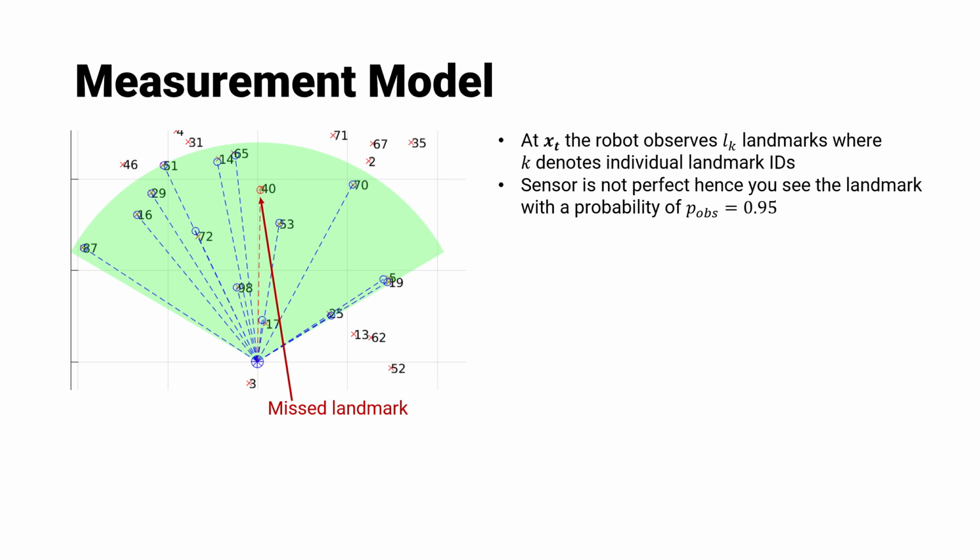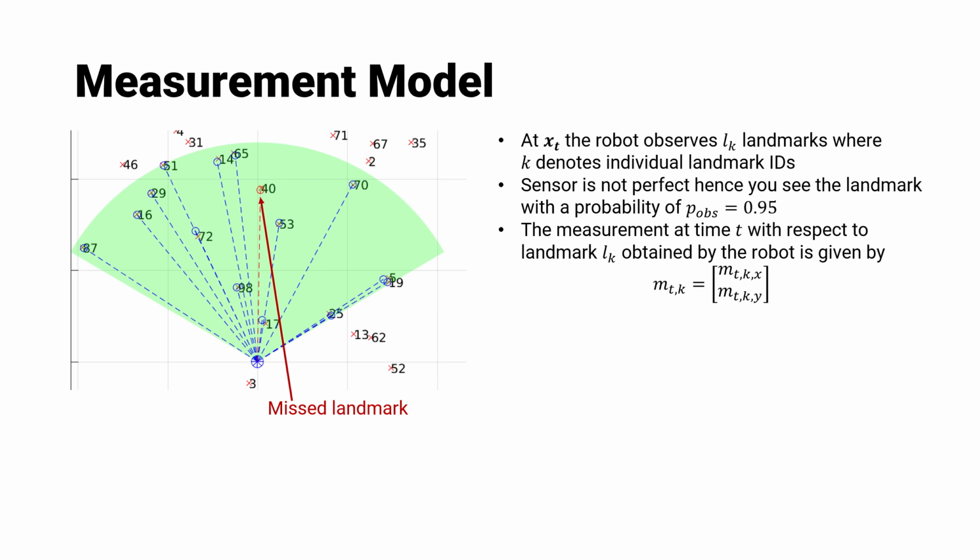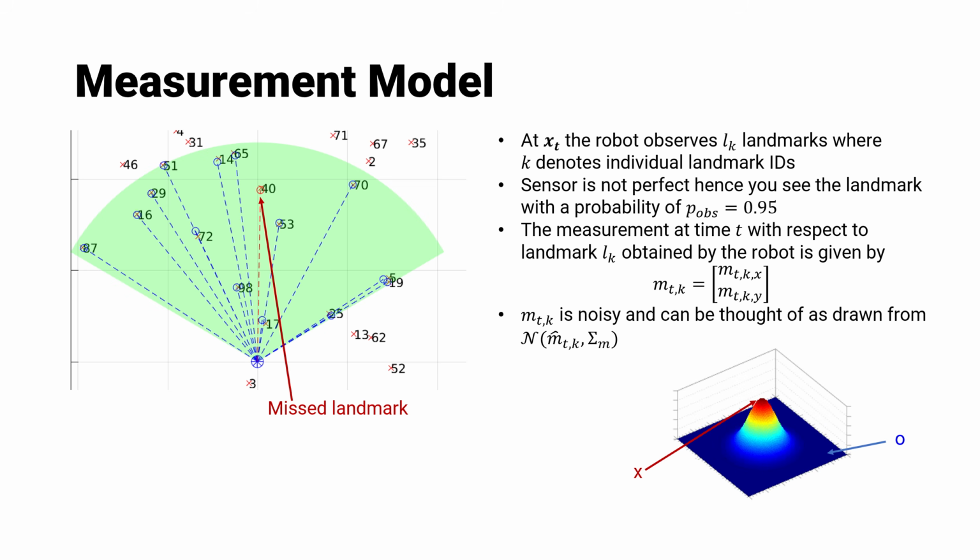And the measurement of where the landmark is with respect to the current robot position is also not perfect. It's going to be denoted by this measurement M_tk, which is the measurement at time t for the landmark K, and you have the X and Y coordinates of that. Remember that this measurement M_tk is noisy and can be thought of as drawn from a normal distribution with the mean being centered around the actual value and with some covariance. And this is what the distribution is going to look like.